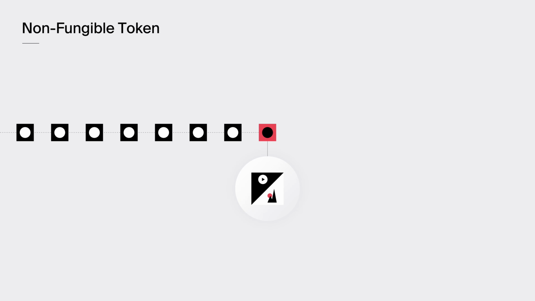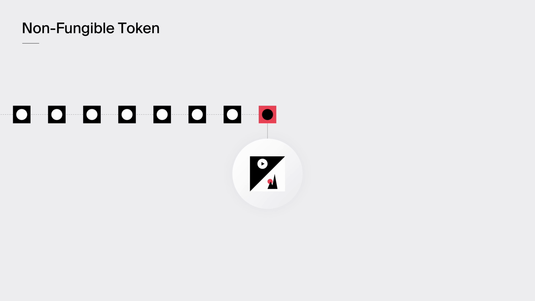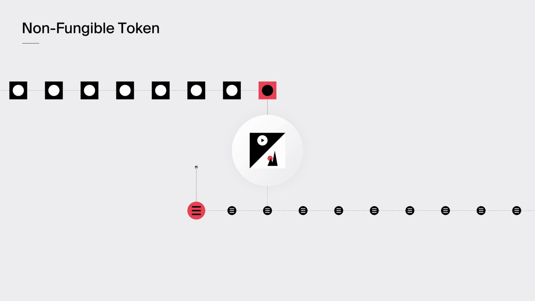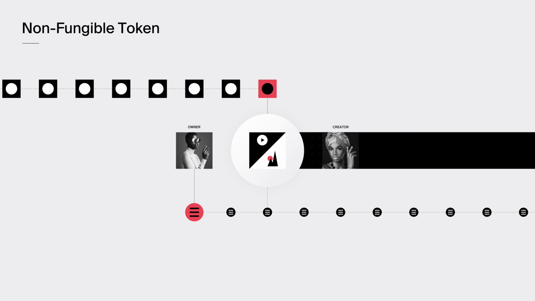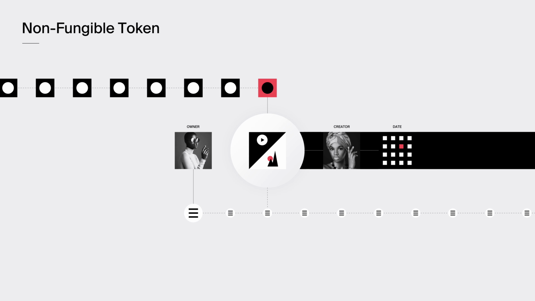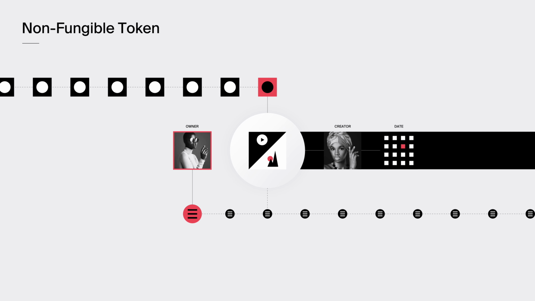So to wrap this up, an NFT, or non-fungible token, is nothing more than a record on the blockchain. It's a public ledger of transactions related to the ownership of a digital file. It stores information about who created the file, when it was created, when and where it was sold, for what price, and who owns the file right now.